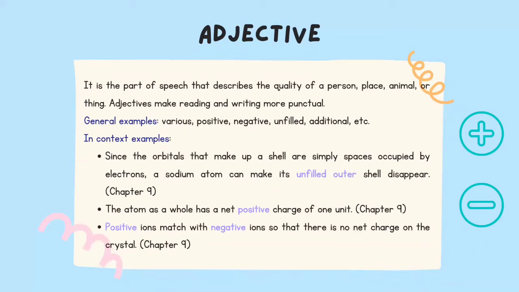Adjectives. It is the part of speech that describes the quality of a person, place, animal, or thing. Adjectives make reading and writing more precise. General examples: various, positive, negative, unfilled, additional, etc. In context examples, since the orbitals that make up a shell are simply spaces occupied by electrons, a sodium atom can make its unfilled outer shell disappear. The atom as a whole has a net positive charge of one unit. Positive ions match with negative ions so that there is no net charge on the crystal.